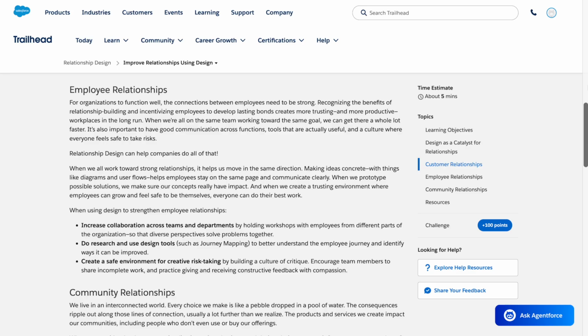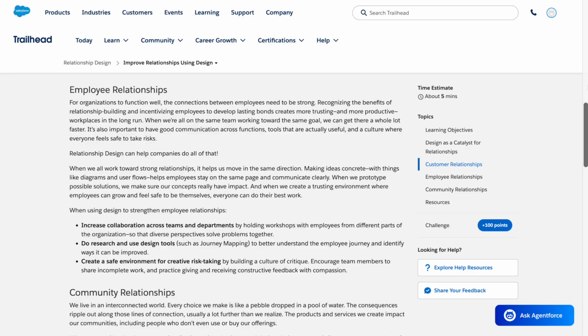Relationship design can help companies do all of that. When we all work toward strong relationships, it helps us move in the same direction. Making ideas concrete with things like diagrams and user flows helps employees stay on the same page and communicate clearly. When we prototype possible solutions, we make sure our concepts really have impact. And when we create a trusting environment where employees can grow and feel safe to be themselves, everyone can do their best work.